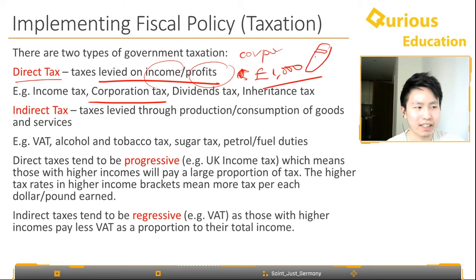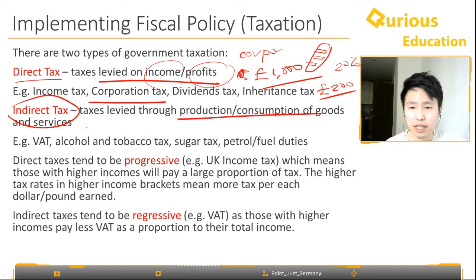So if you earned $1 grand by baking bread, I always like using the bread example. Let's say this is like a baguette. And if you earn £1,000 worth of profits, the corporation tax currently is around 20%. So you need to pay £200 of profits to the government. So actually quite a lot. If the government reduces that, that would be good for businesses.